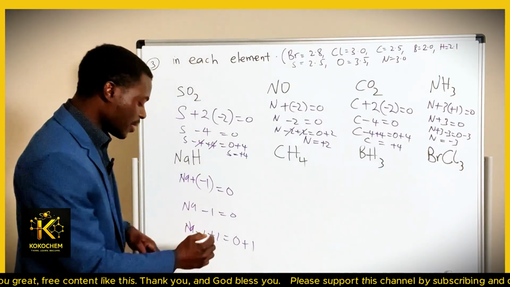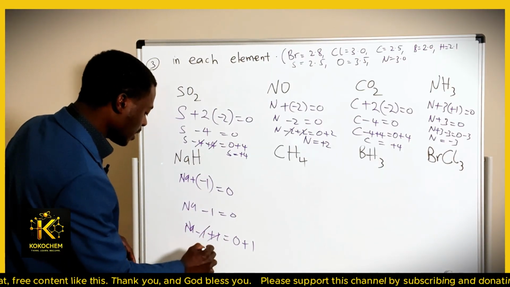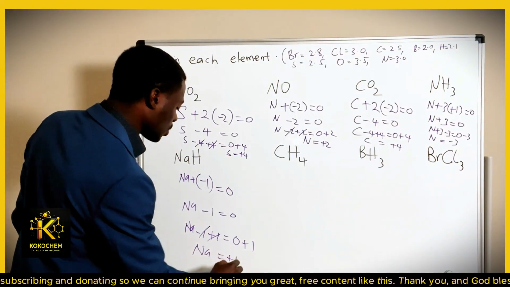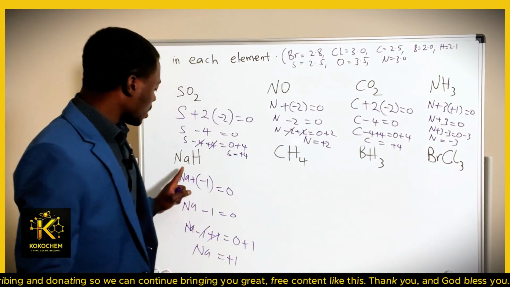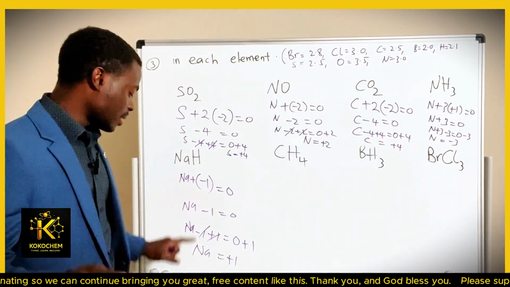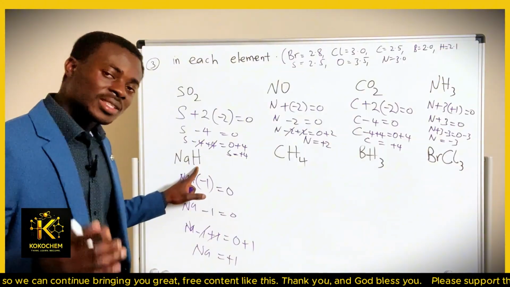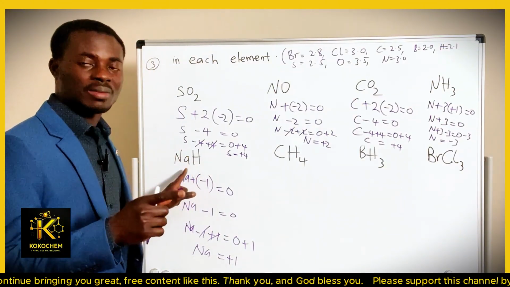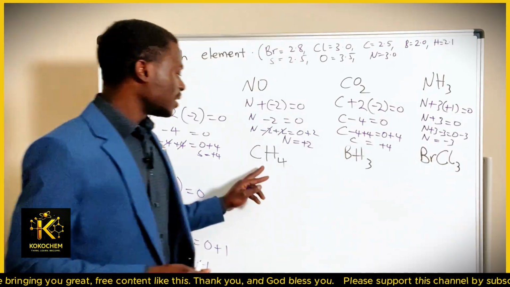-1 plus 1 is equal to 0, so Na is plus 1. In NaH, sodium Na has an oxidation number of +1 and hydrogen has an oxidation number of -1, because hydrogen is bonded to a metal, which is sodium.